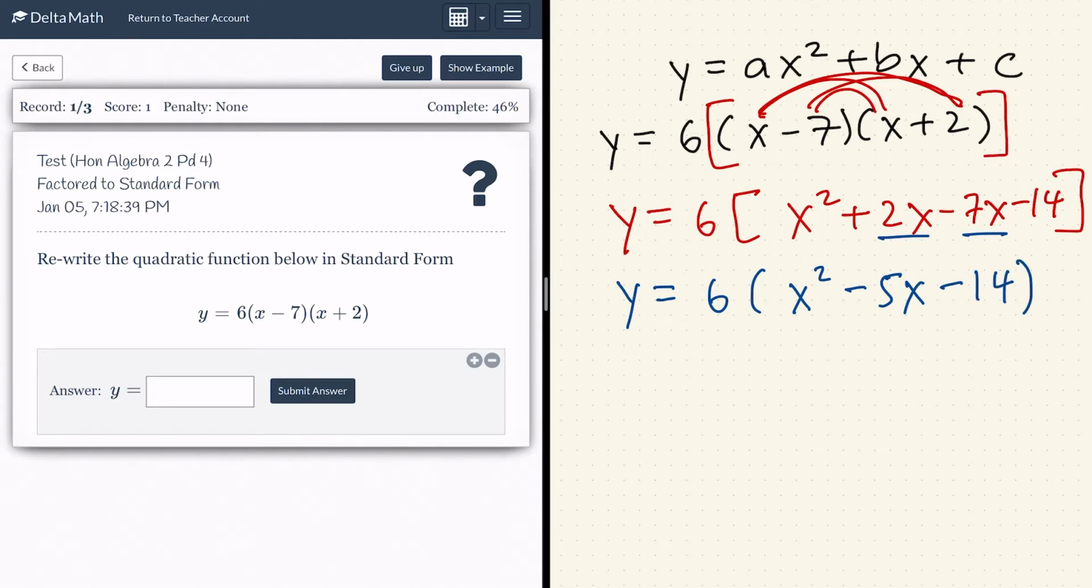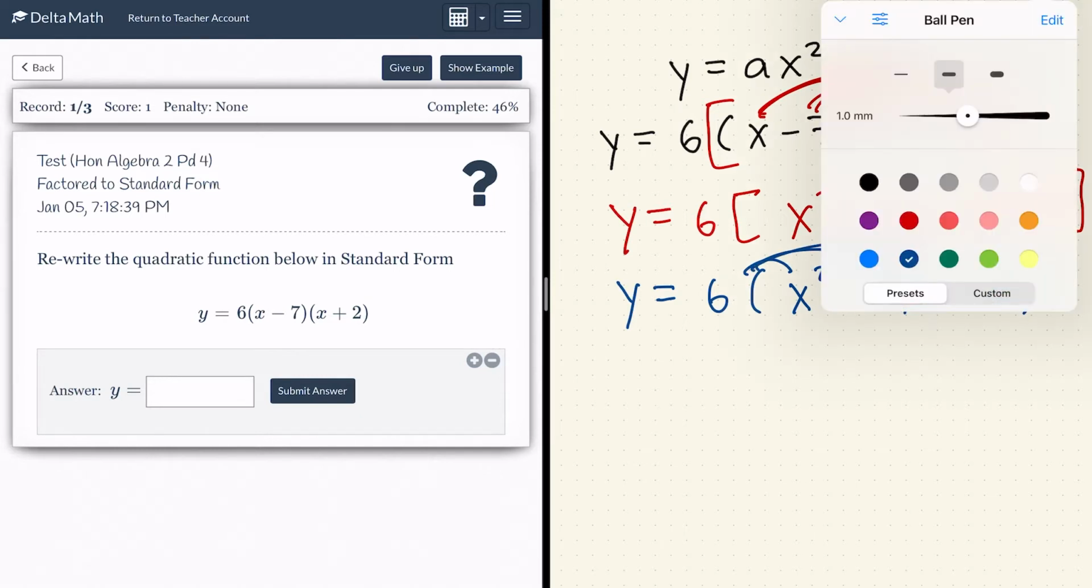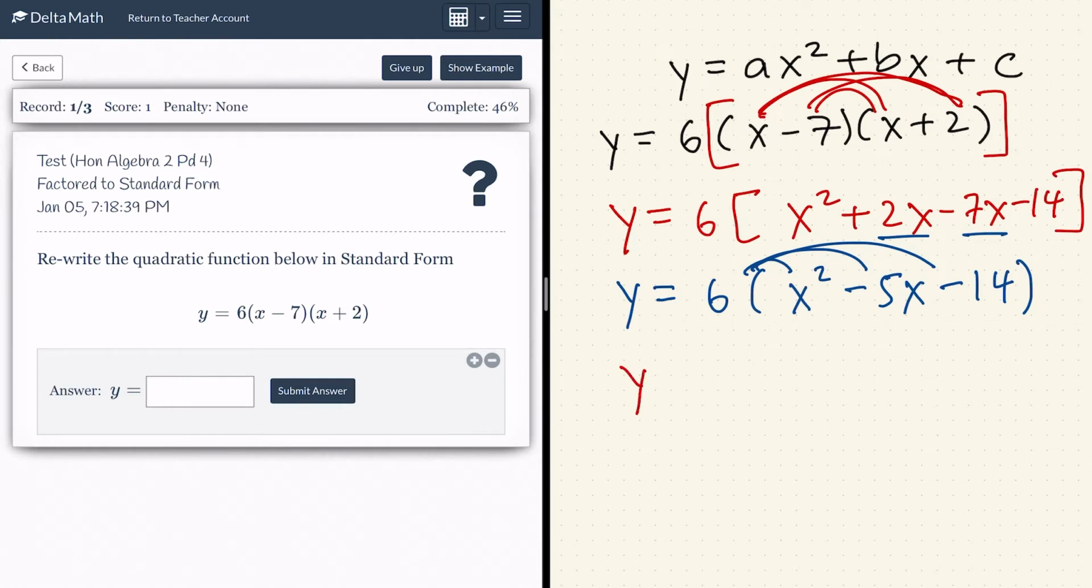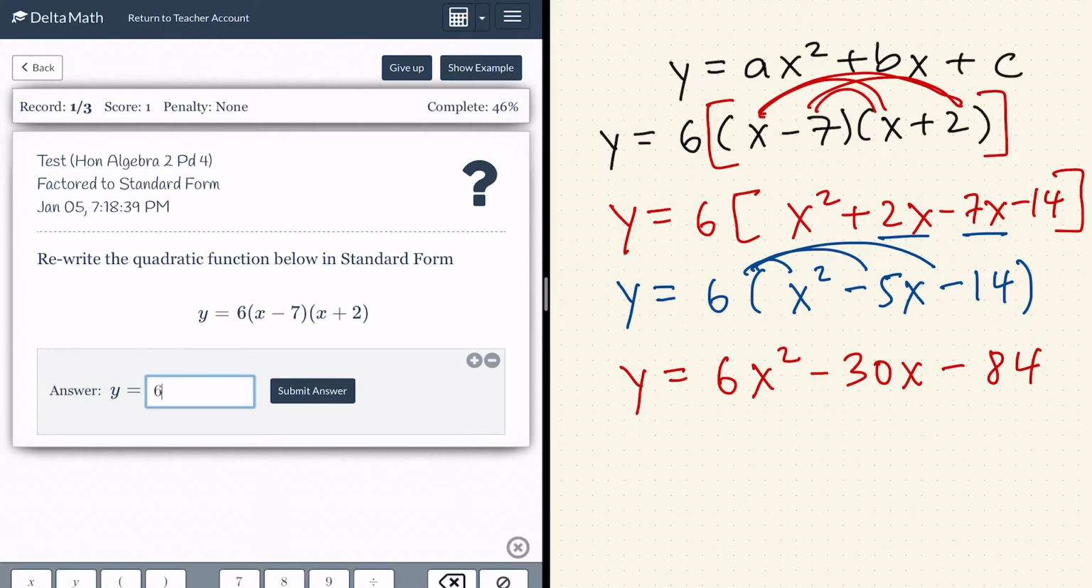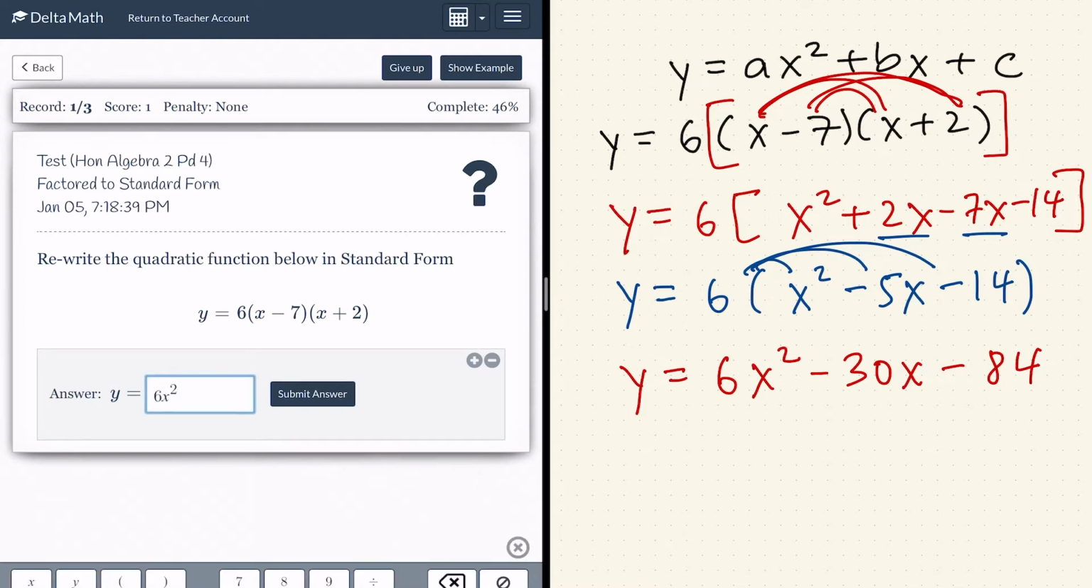We need to distribute the 6 to each term now. So y is going to be 6x squared minus 30x, and then minus 84. So this is our answer. We need to type 6x squared minus 30x minus 84.